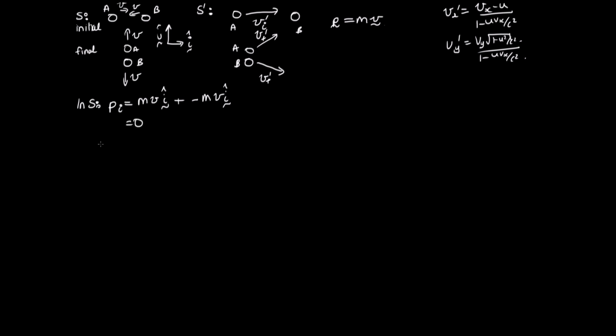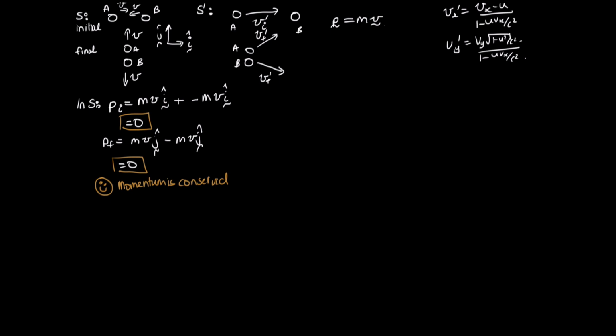Now afterwards, P final is equal to this, which has momentum mv, and now it's moving in the j direction, and then ball B is moving in the negative j direction, so this is minus mvj, which is equal to 0. So we can be happy about this because momentum is conserved. The final momentum was equal to the initial momentum.